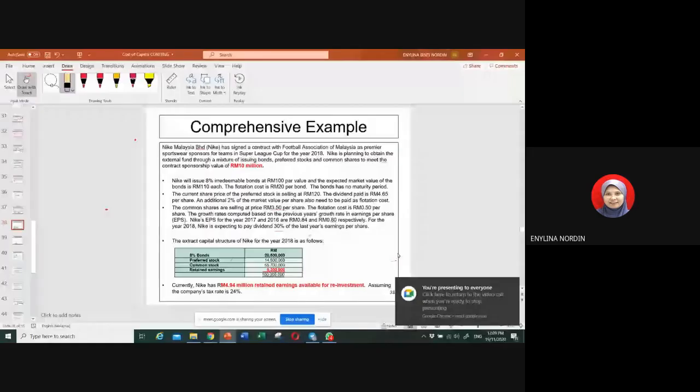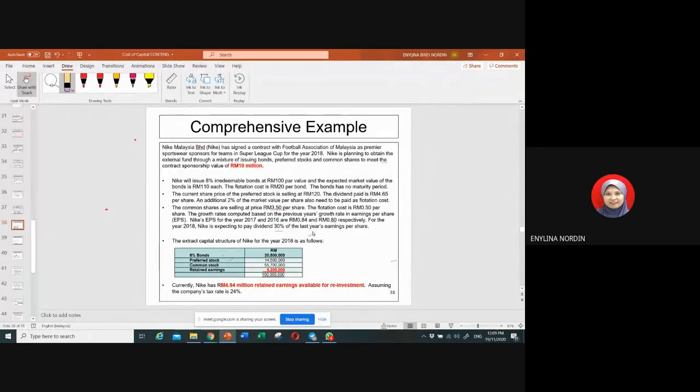See the slide on the screen? Can I? Okay, Bismillahirrahmanirrahim. Maybe some of you have already gone through this example and can understand straight away.